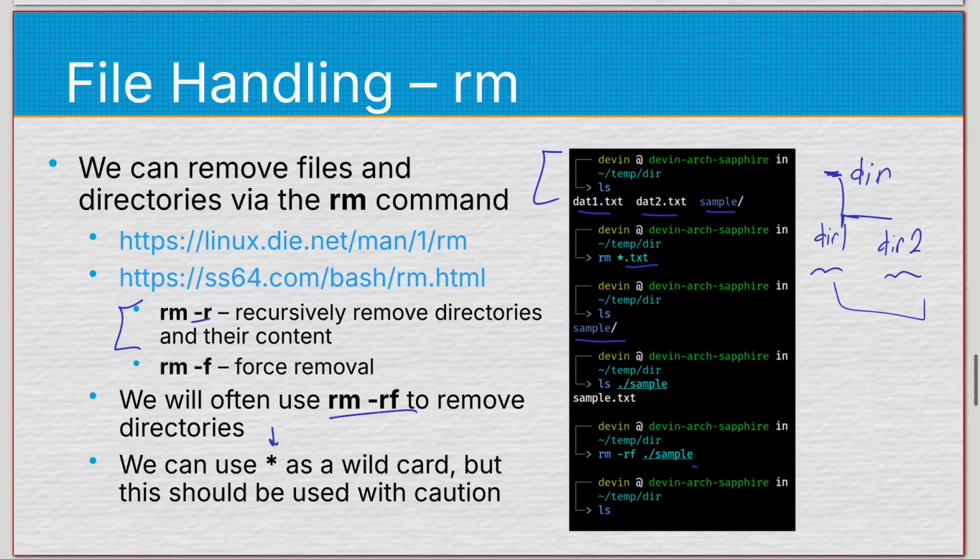And so if I do ls ./sample, you can see I have that text file in there. And so from dir, which contains sample, I do rm -rf ./sample, saying, hey, I want to remove my current directory recursively, so it's going to delete everything inside of it. And then once I run ls after that, you can see that dir is now completely empty because it doesn't show any contents.